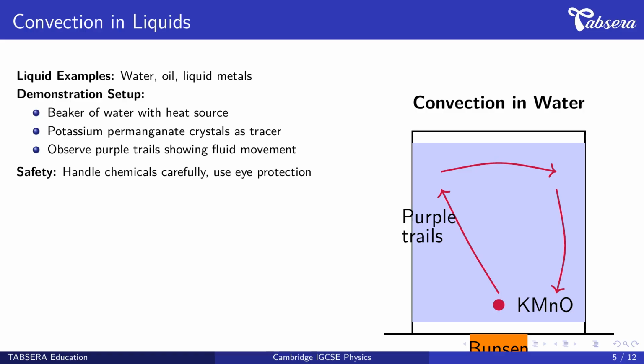Safety is paramount. Handle chemicals carefully and always use eye protection when working with potassium permanganate. The diagram shows the complete setup. The Bunsen burner heats water from below. The purple crystal dissolves, and its trail shows the circular convection current, rising near the heat source, flowing across the top, then sinking down the cooler sides.